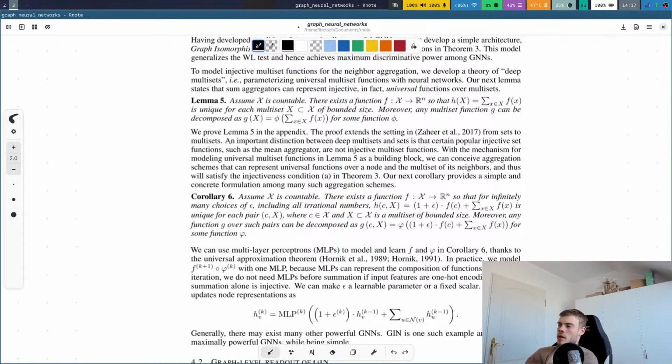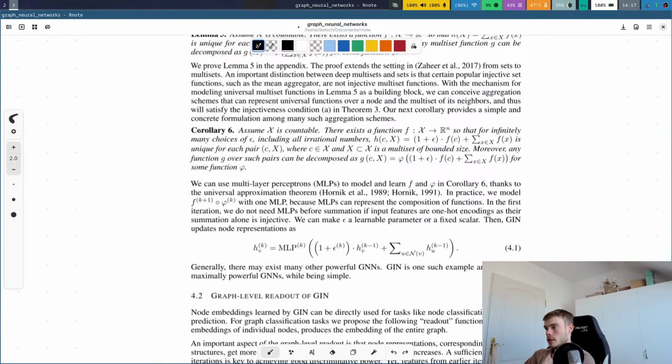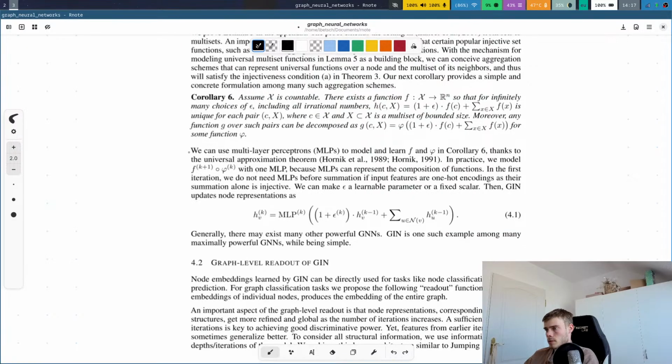With the mechanism for modeling universal multiset functions, Lemma 5, as a building block, we can conceive aggregation schemes that can represent universal functions over a node and the multiset of its neighbors, and thus will satisfy the injectiveness condition A in Theorem 3. Corollary 6. Let's not look at this for now. We can use multilayer perceptrons to model and learn f and, yeah, I don't really know what that is. Thanks to the universal approximation theorem.